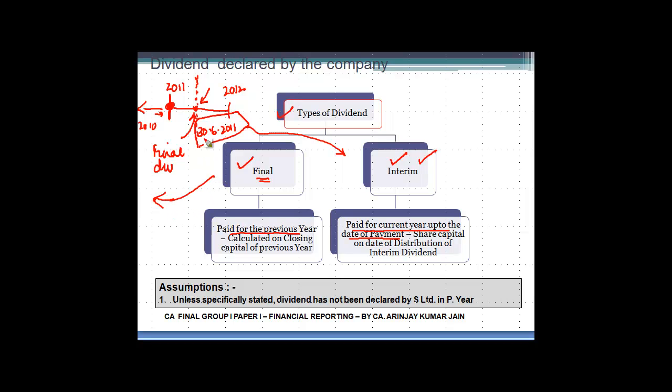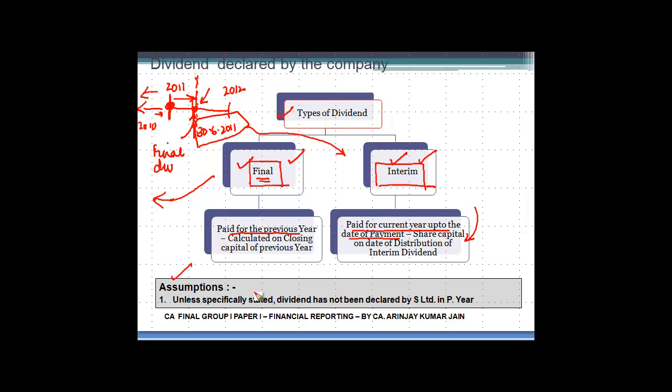How this works, we'll see in subsequent questions. I'll be doing detailed questions on this aspect as well, and there I will explain this concept to you in more detail. But just understand that the subsidiary can declare two types of dividend: final, interim. Final is normally in respect of the previous year. Interim for the current year up to the date of payment. The share capital to be considered for final is the closing capital of the last year. For the current year, it's on the date of distribution, right?